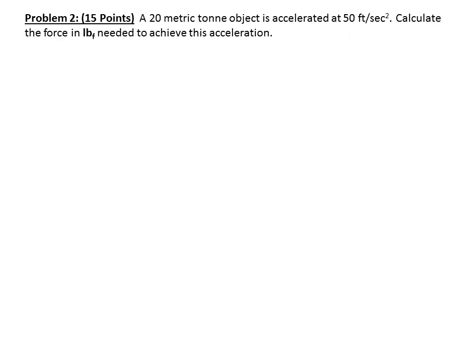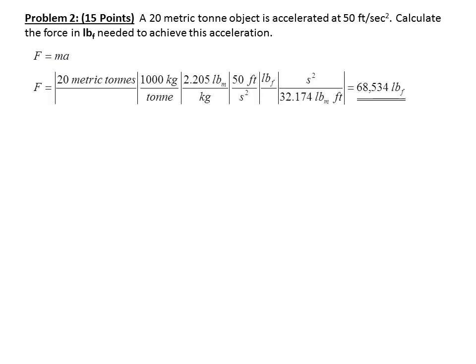In problem 2, we are accelerating a 20 metric ton object at an acceleration of 50 feet per second squared, and we want to determine what the force is in pounds force needed to achieve this acceleration. We know our formula for force is equal to mass times acceleration. Therefore, we put in our 20 metric tons. We'll convert this to kilograms, knowing that there's 1,000 kilograms for every metric ton.